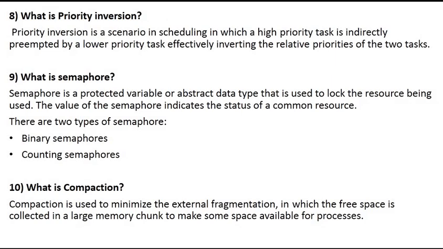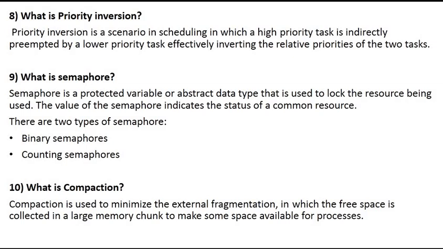What is priority inversion? Priority inversion is a scenario in scheduling in which a high priority task is indirectly preempted by a low priority task, effectively inverting the relative priorities of the two tasks. Now, what are semaphores? A semaphore is a protected variable or abstract data type that is used to log the resource being used. The value of the semaphore indicates the status of the common resource. Generally, there are two types of semaphores: binary semaphore and counting semaphore.